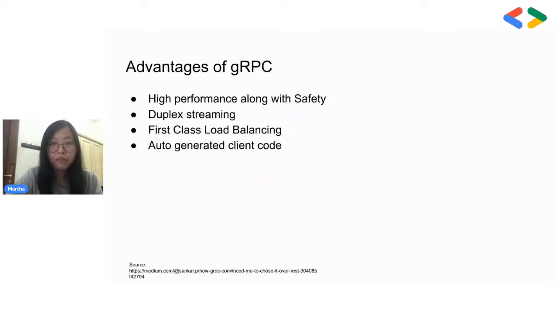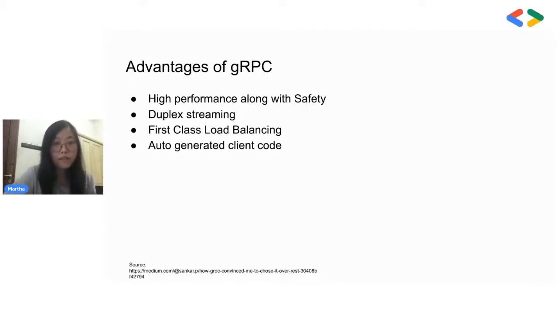There are several advantages of using gRPC. First, high performance along with safety. gRPC is high performance with Google Protobuf and the HTTP2 protocol, which is multiplexed, uses a single TCP connection, transports data as binary, and enables duplex streaming. With duplex streaming, that means it allows client-side and server-side streaming simultaneously.